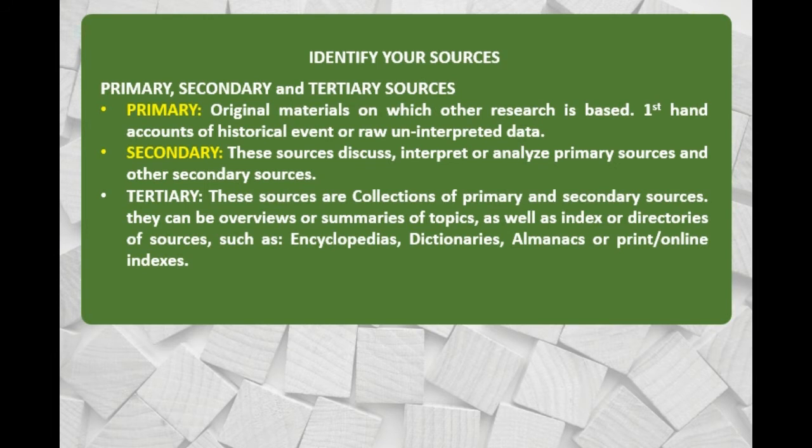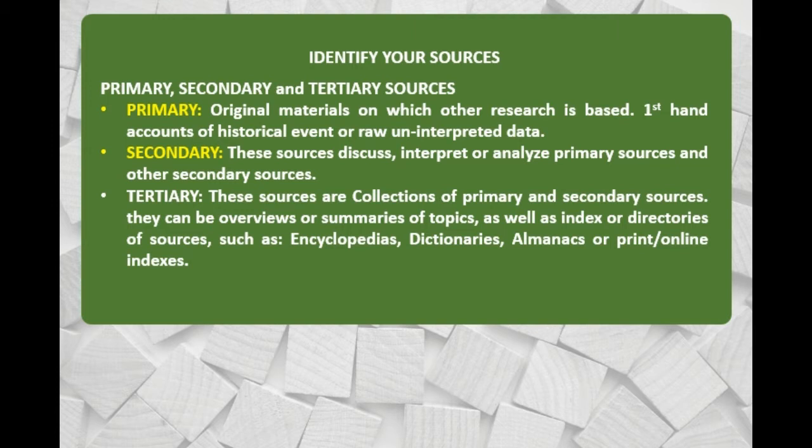Identify your sources. In general, we can see three types of sources. One is primary. These sources are original materials on which other research is based. It is first-hand accounts of historical events or raw, uninterpreted data. Next one is secondary. These sources discuss, interpret, or analyze primary sources and other secondary sources. We're going to go through this one a little bit later on.